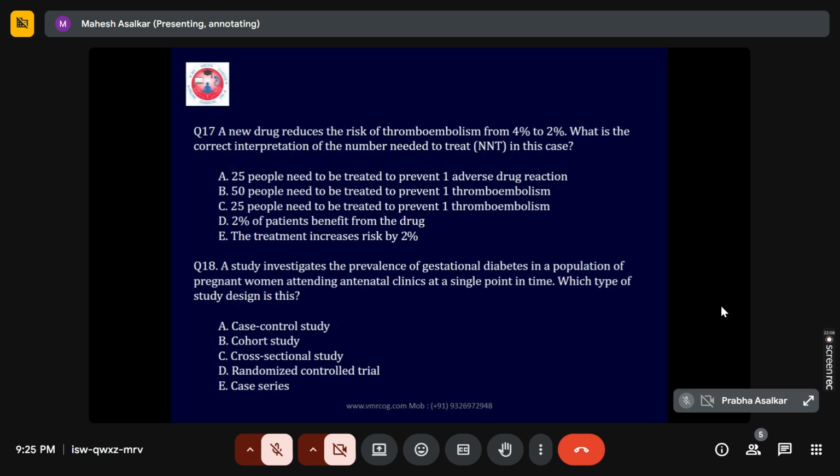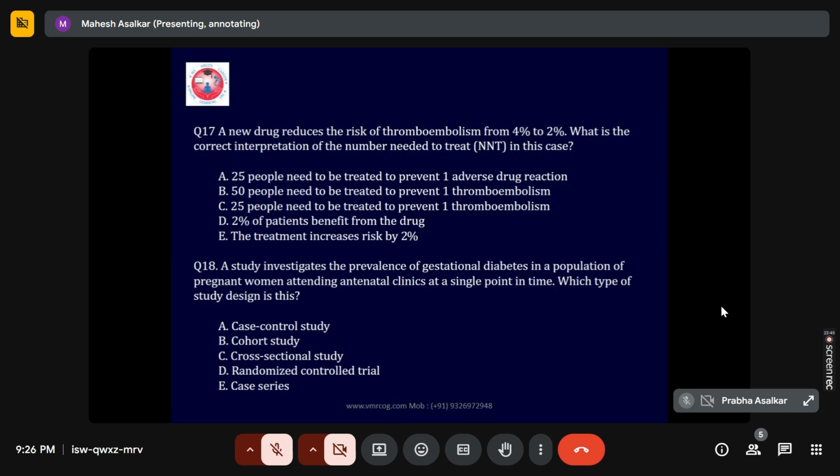Next. Question 18. A study investigates the prevalence of gestational diabetes in a population of pregnant women attending antenatal clinics at a single point in time. Which type of study design is this? Option A, case control study. Option B, cohort study. Option C, cross-sectional study. Option D, a randomized control trial. Option E, case series. Sir, it will be in a population attending antenatal clinics, so it will be a cross-sectional study.